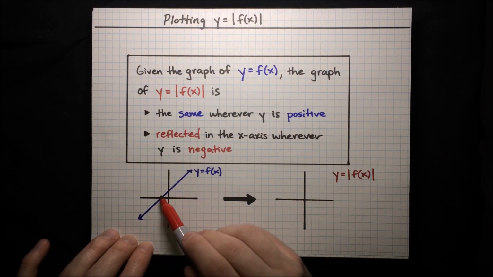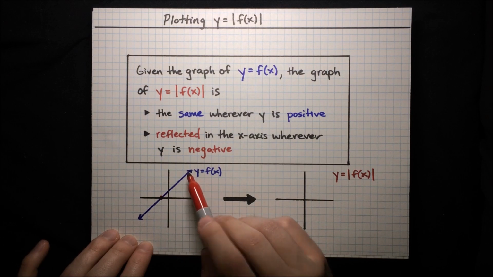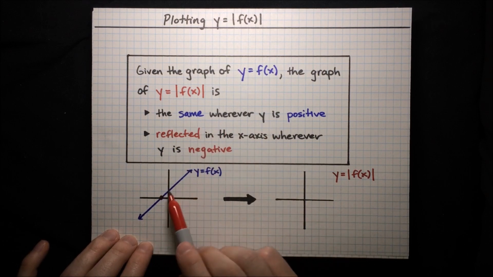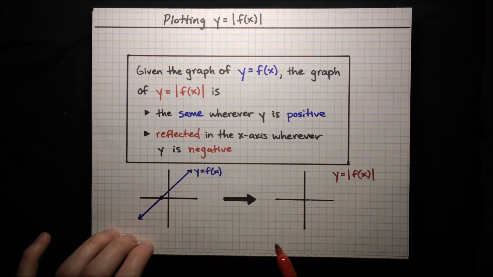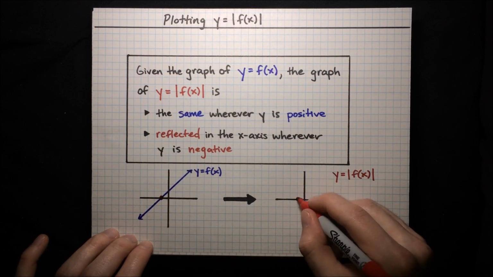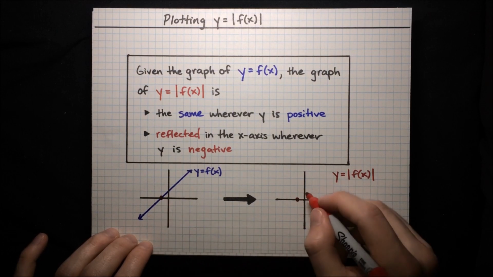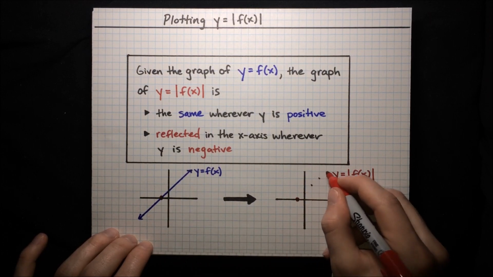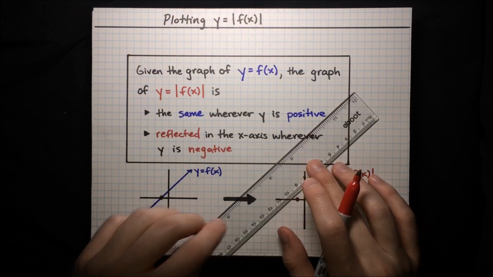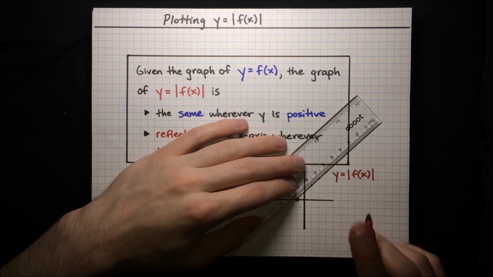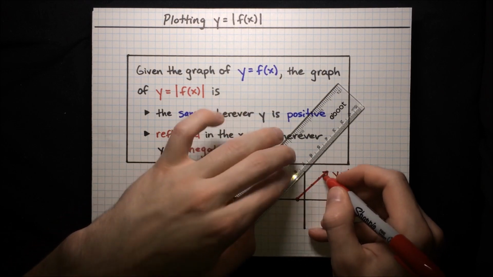So everything to the right of this side is positive y values. So it's just going to stay the same because y is positive here, so the absolute value is still just going to stay positive. So let's draw that. There's a point here, and it just goes up with a slope of 1. So a bunch of points here. Let's connect those with our straight edge. Here we go, plotting here, and okay, so there's the positive section.